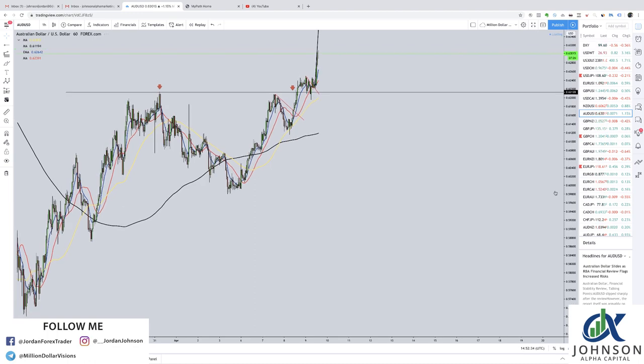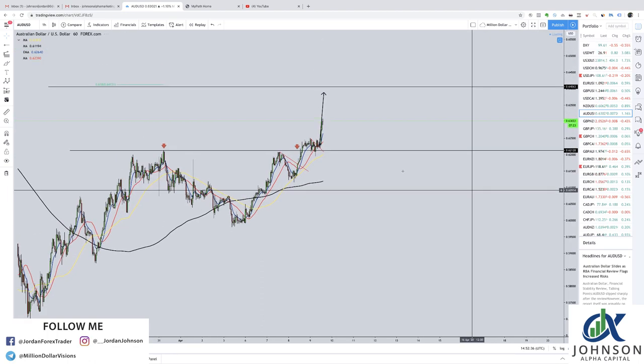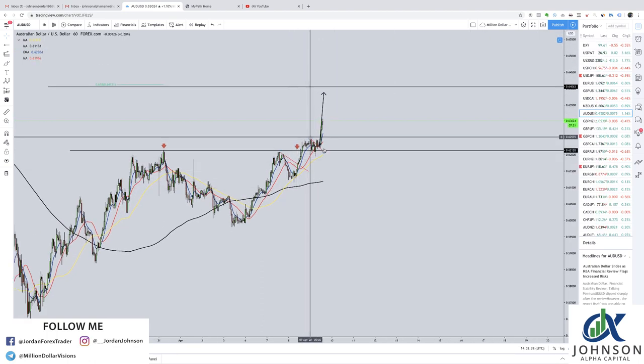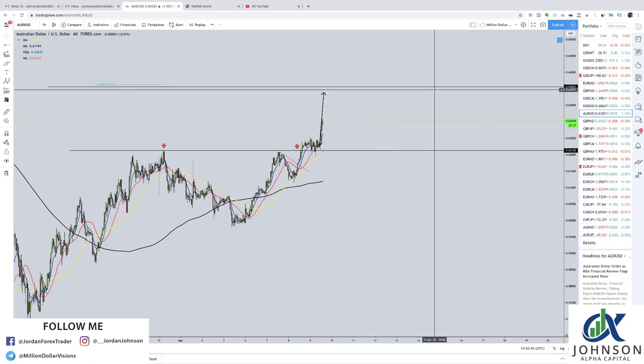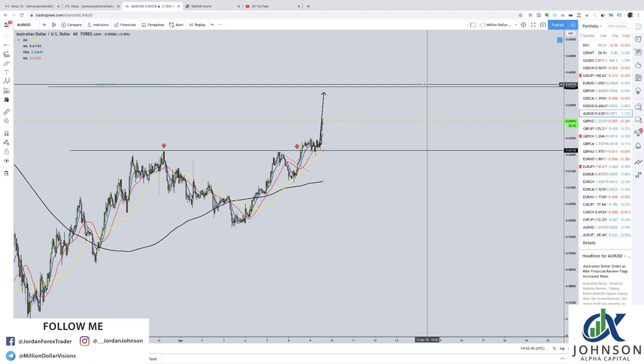Aussie dollar is doing perfect. Real good setups on here. First one's going to probably be around the 6,400 area. We'll see how we act once we get there. So that's about it for the dollar pairs. So let's look at some of these crosses.